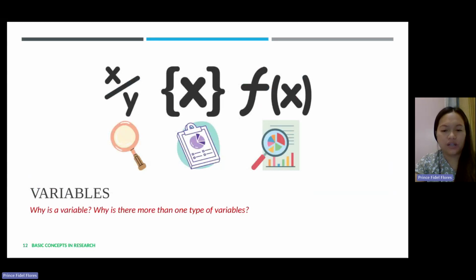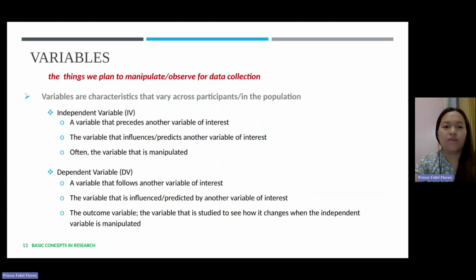When we conduct research, the things we attempt to measure or manipulate are called variables. So what is a variable? Why is there more than one type of variable? Variables are the things we plan to manipulate or observe for data collection. Variables are characteristics that vary across participants in the population. It can be an independent variable or a dependent variable.